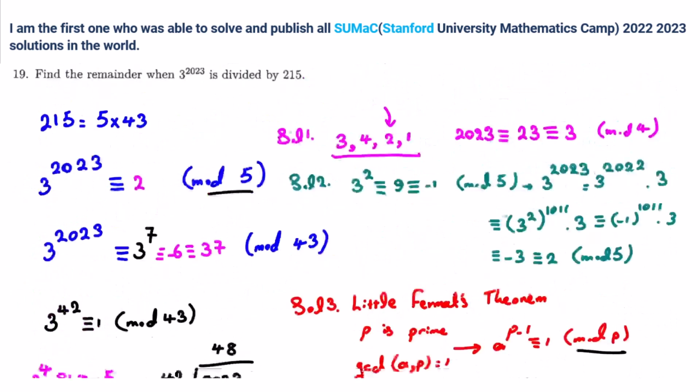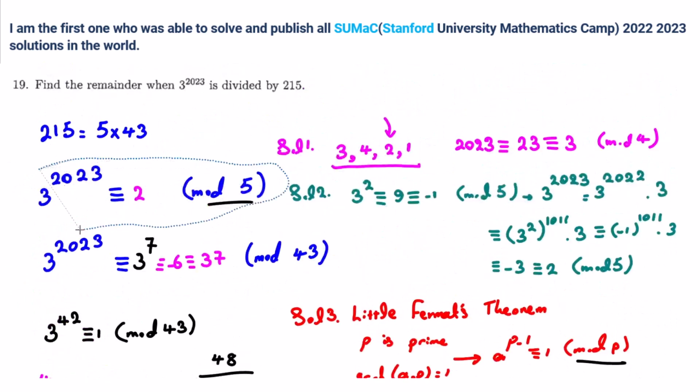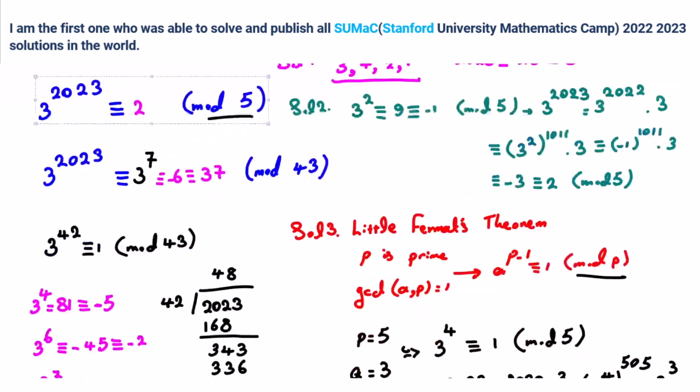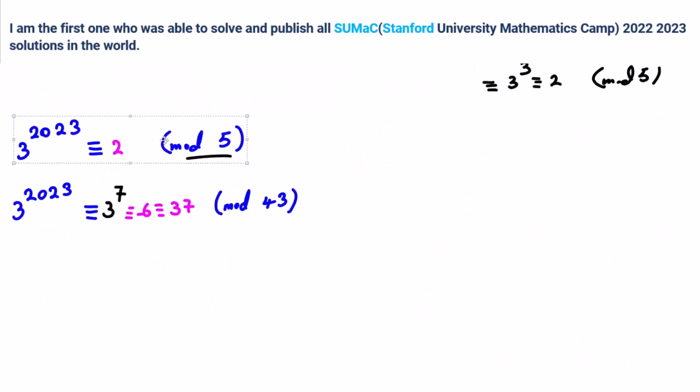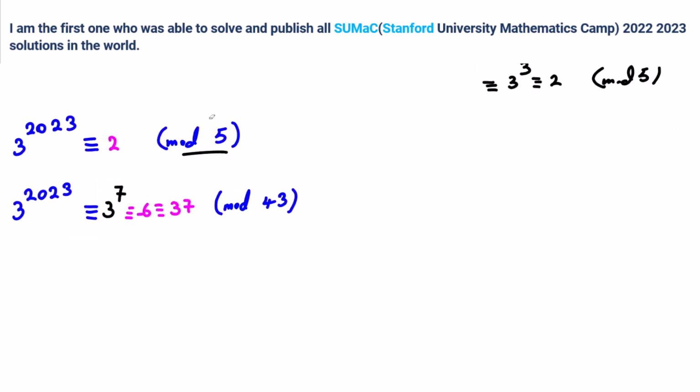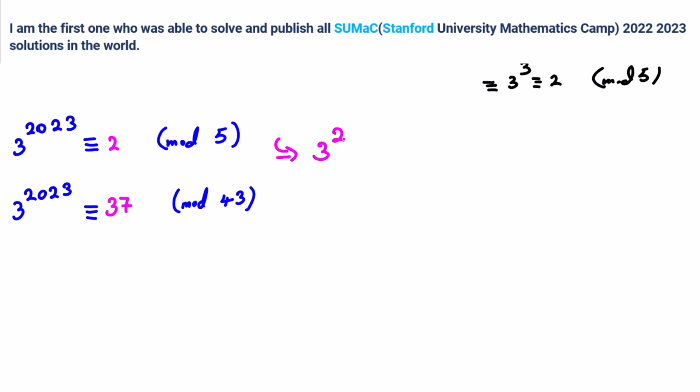P minus 1 for power mod P. Next one is this one. Now I told you, I remember, we solved AMC 10 problems with similar idea, 37. Try to apply that and use these two things to find 3 to the 2023 is what mod 215, okay? Try first on your own.